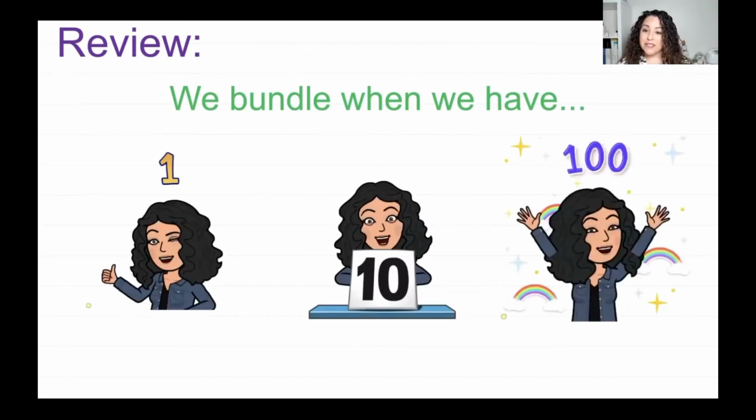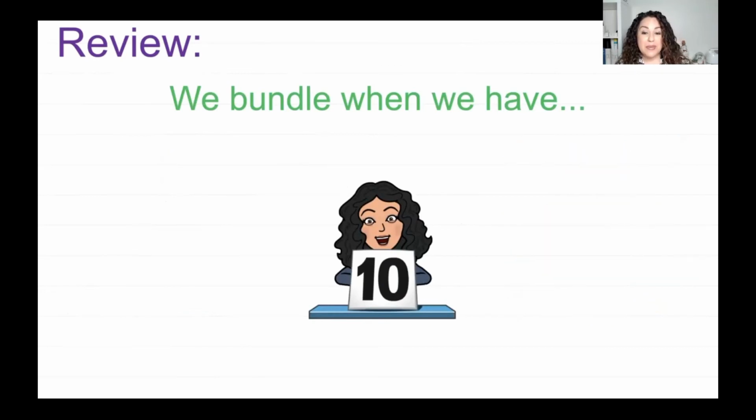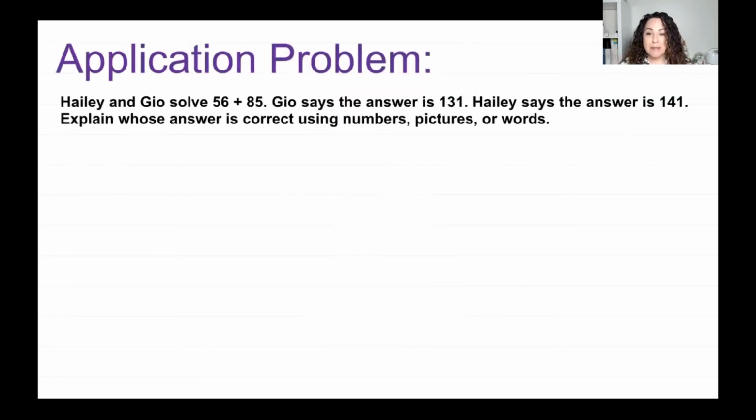When do we bundle? Well, if you said we bundle when we have 10, you're right. Remember, we make a new bundle when we have a 10, not when we have 1, not when we have 100, when we have a 10. That's when we make a new bundle. So let's go ahead and take a look at this application problem.